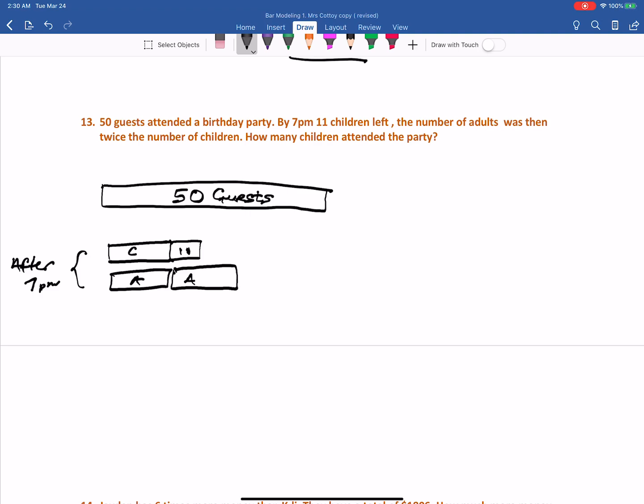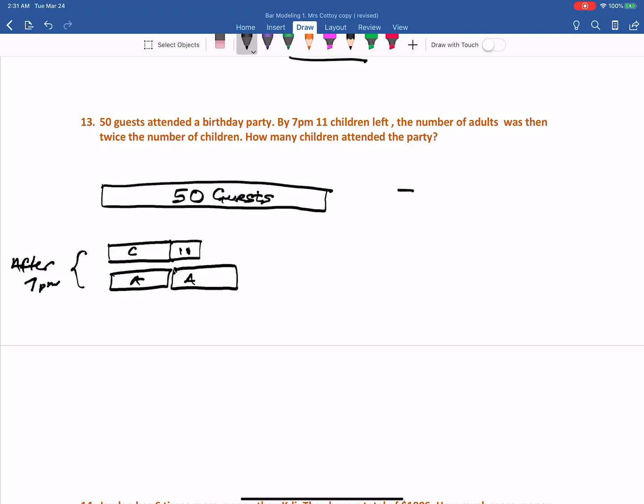How many children attended the party? 50 guests, 11 left. The number of adults was then twice the number of children. How many children attended the party? Okay, so here Miss is thinking, oh, right. There were 50 guests. I forgot for a moment that they told us the total.